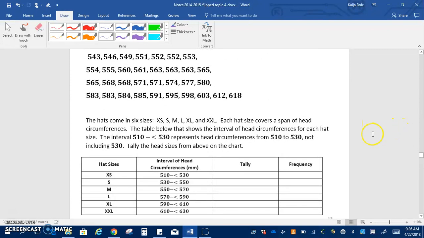And they say that the hats come in 6 sizes, and those are the sizes, and each hat covers a span of head circumferences. The table below shows the interval of head circumferences for each hat size. So if you look at this interval, 510 to less than, remember that symbol, 530 means the head circumferences from 510 to 530, so not including 530, so basically to, if you want to cross that out, 529. Okay, so what we're going to do first is we're going to make tallies to fill in our table here.